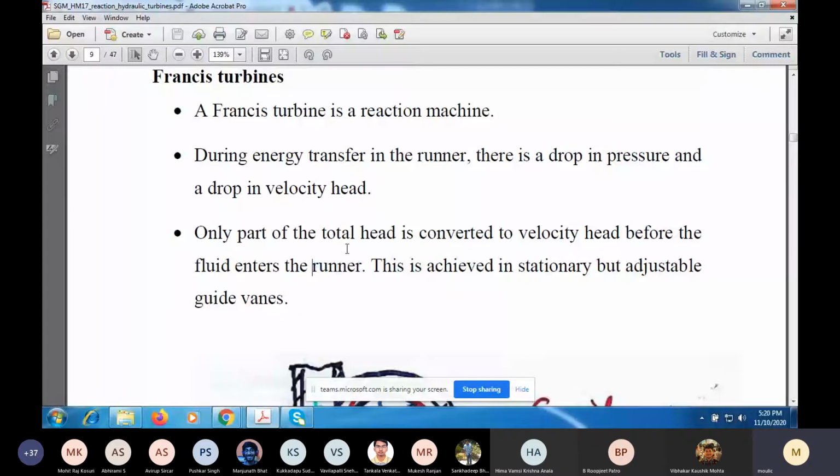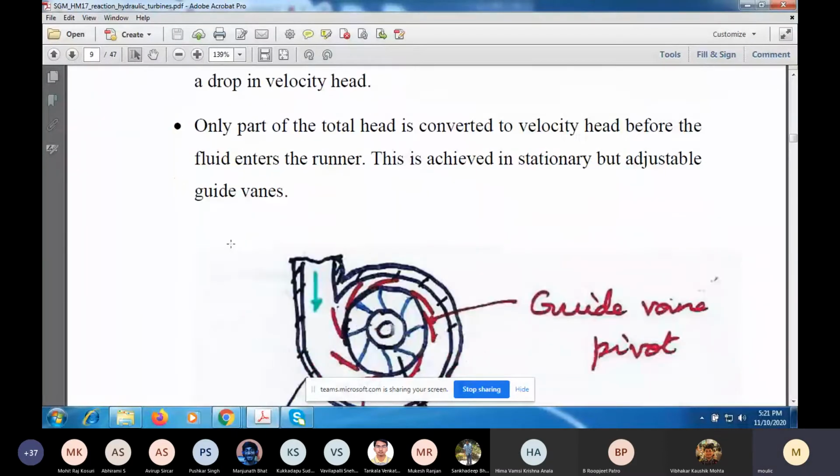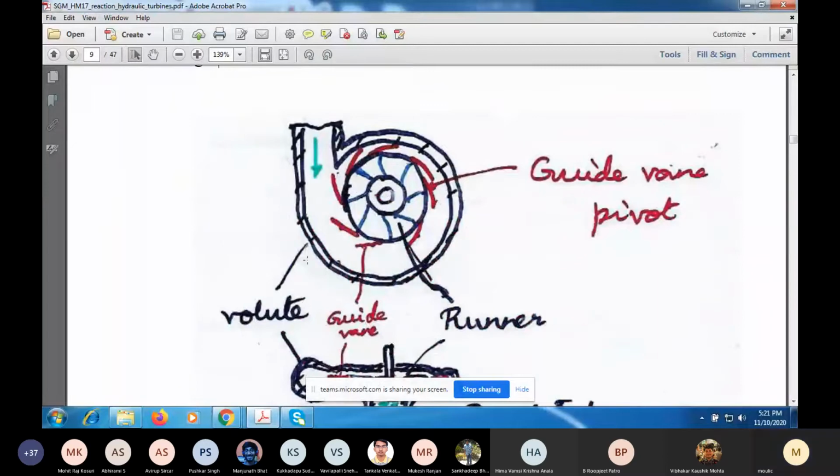Now, we'll see that the conversion of total head partly to velocity head is achieved in stationary but adjustable guide vanes. So this is a view of a Francis turbine. So this looks similar to the centrifugal pump with a diffuser, but the direction of flow is reverse.